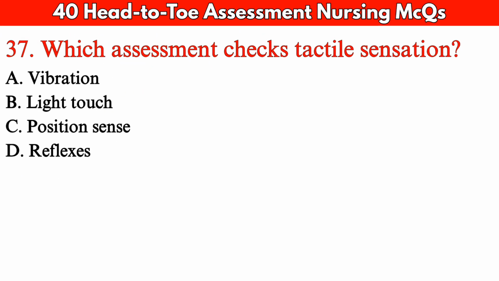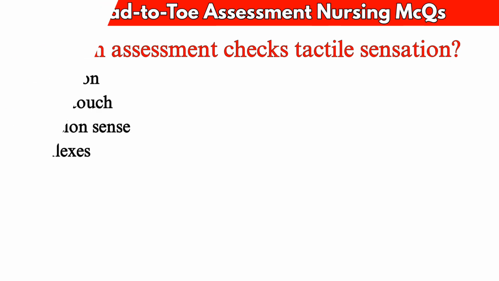Which assessment checks tactile sensation? A. Vibration, B. Light touch, C. Position sense, D. Reflexes. Correct answer B. Light touch. Tactile sensation refers to the sense of touch. Light touch testing, often done with a cotton wisp, evaluates this sensory pathway. Vibration tests deep sensation, position sense assesses proprioception, and reflexes evaluate motor response, not sensation.